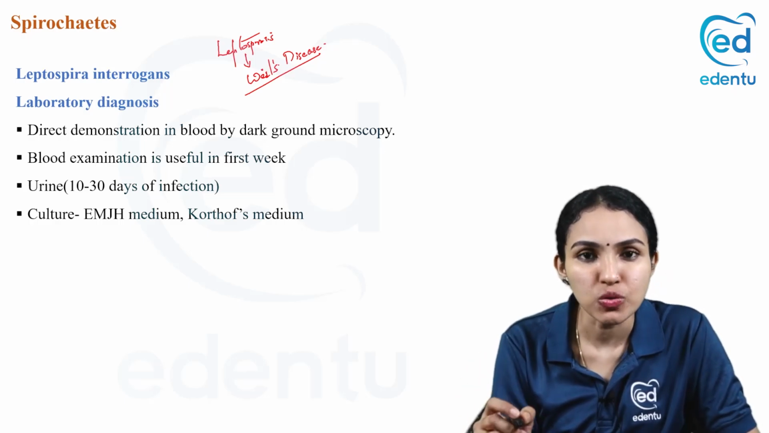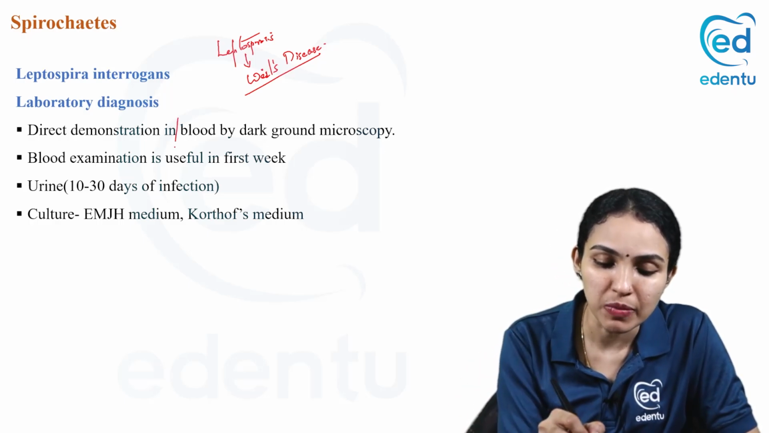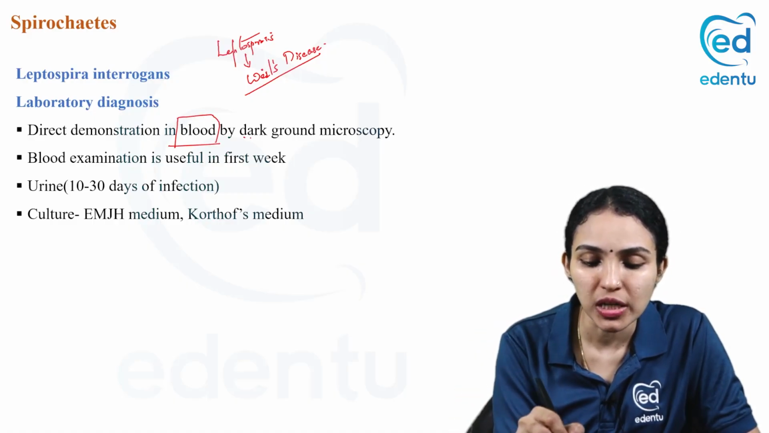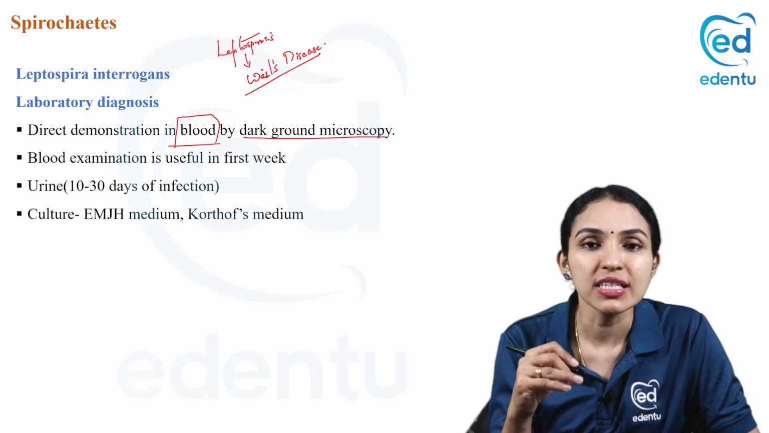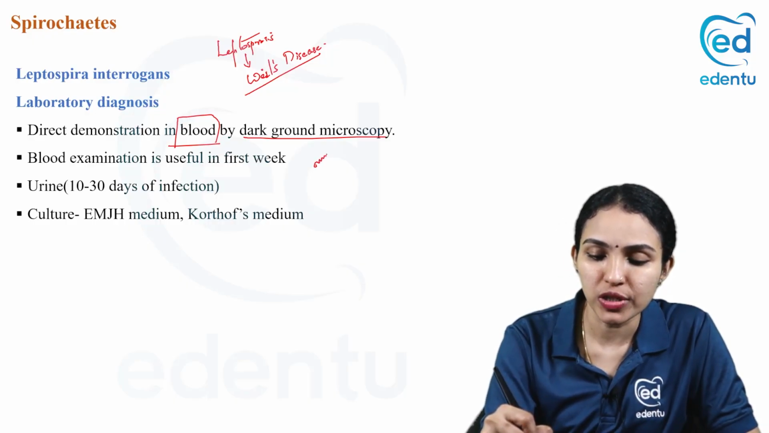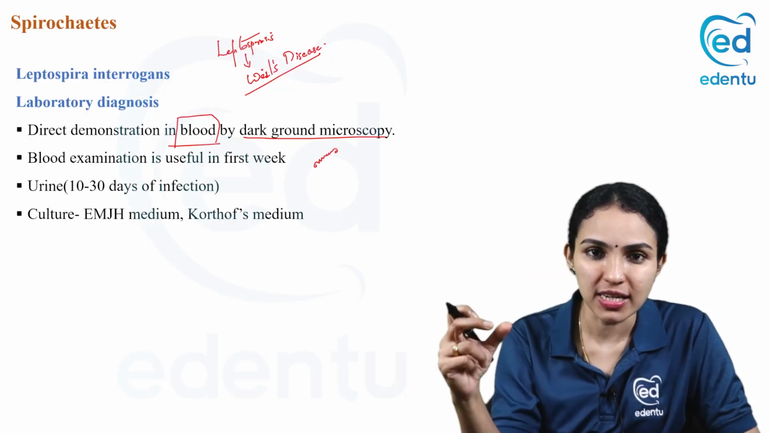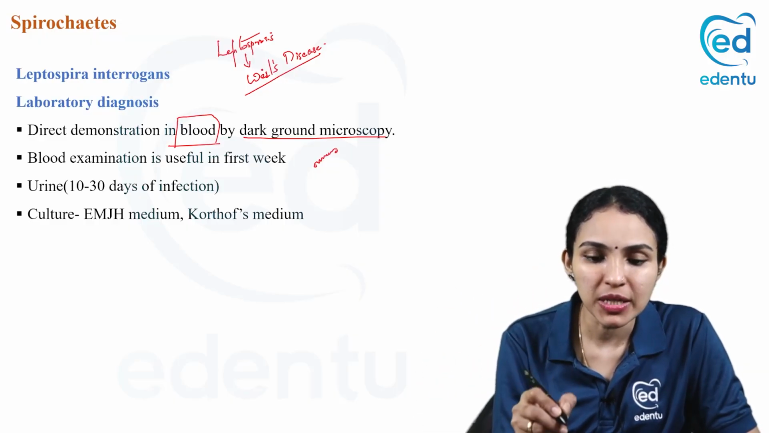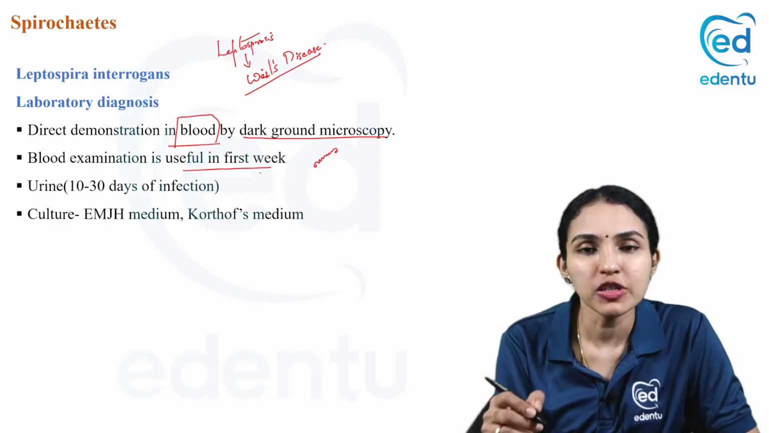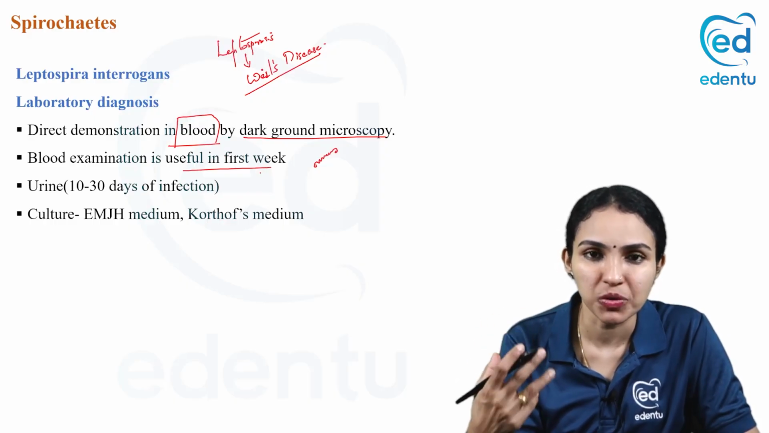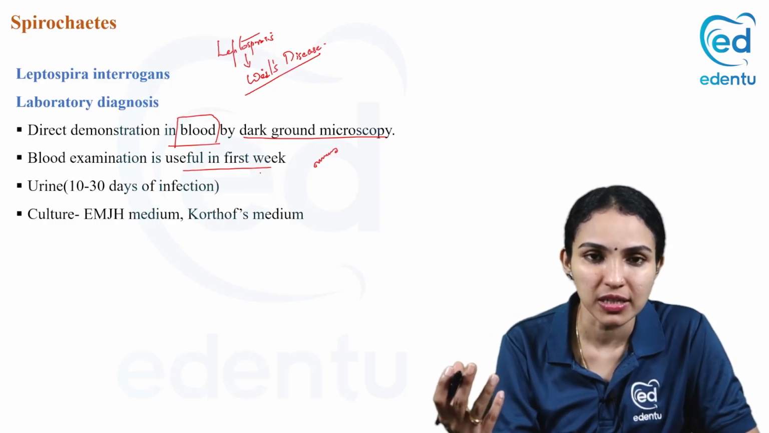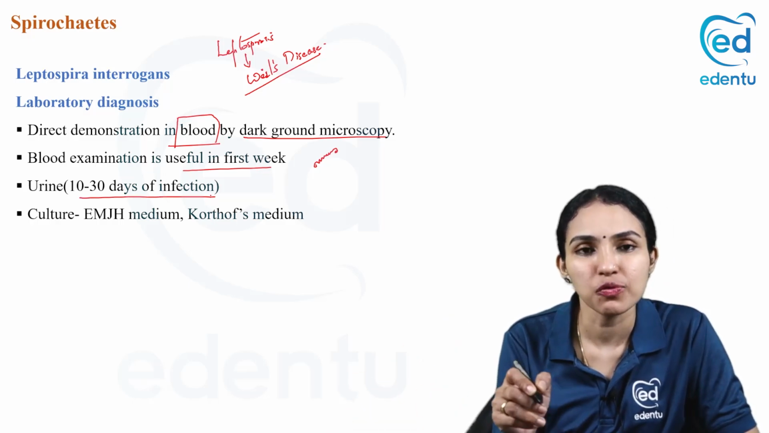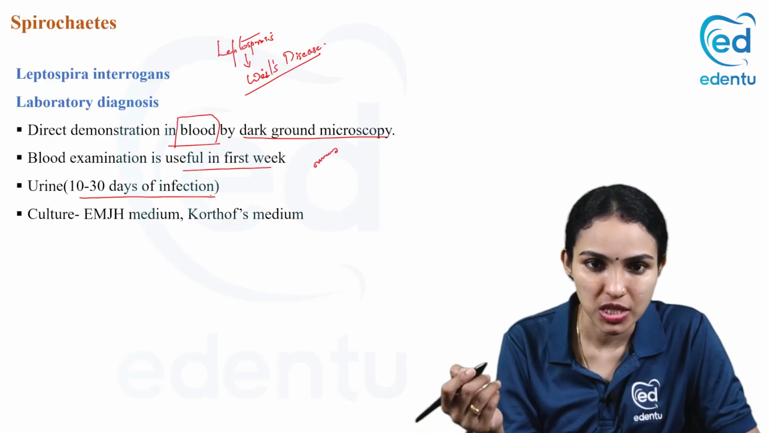So how are we going to diagnose leptospirosis? The specimen is blood, like in Borrelia. You're going to look under a dark ground microscope. You will see the corkscrew motility, and the hooked ends with closely set spiral coils in Leptospira. Blood examination is useful in the first week. Afterwards, when the antibodies start appearing, the organism will disappear from the blood, but it may be present in urine for a longer duration. For 10 to 30 days of infection, the organism will be present in the patient's urine.